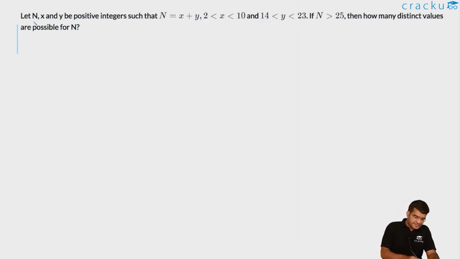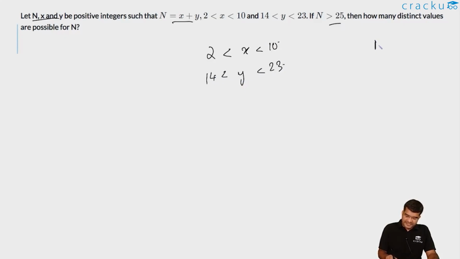In this question we are told that n, x and y are positive integers such that n is equal to x plus y and 2 is less than x is less than 10 and 14 is less than y is less than 23. We are also told that n is greater than 25 and we are asked to find out the distinct values that are possible for n.